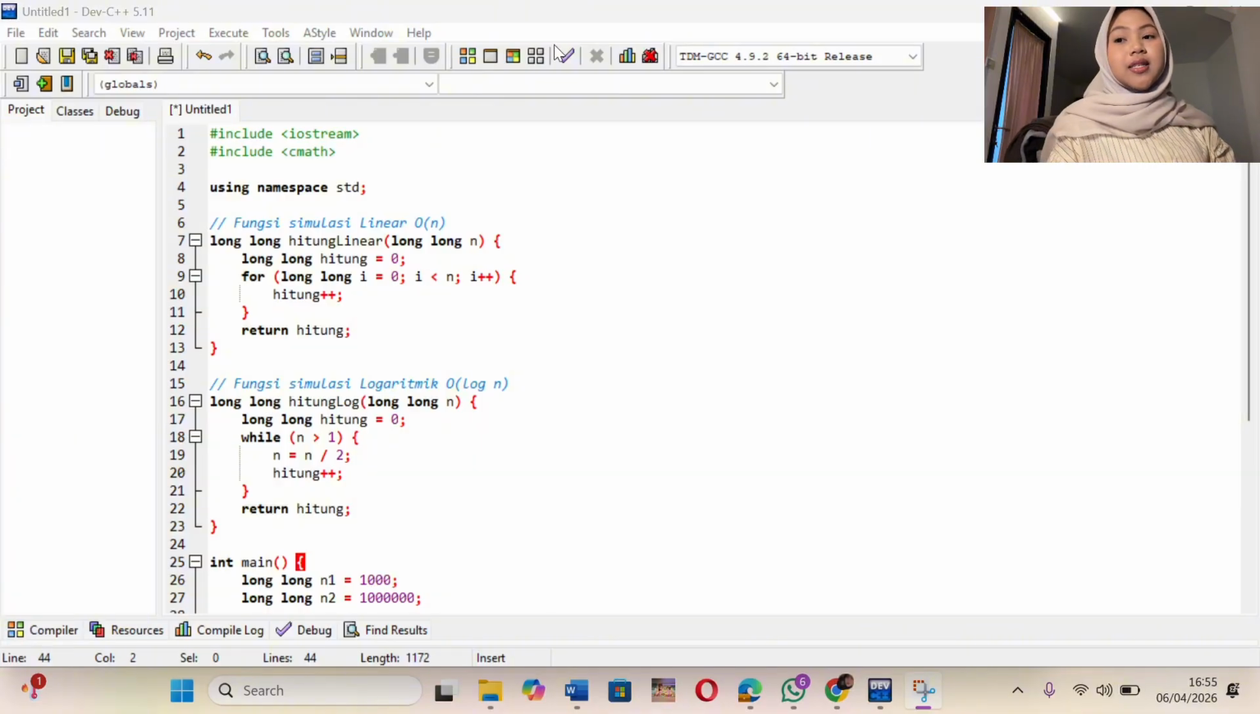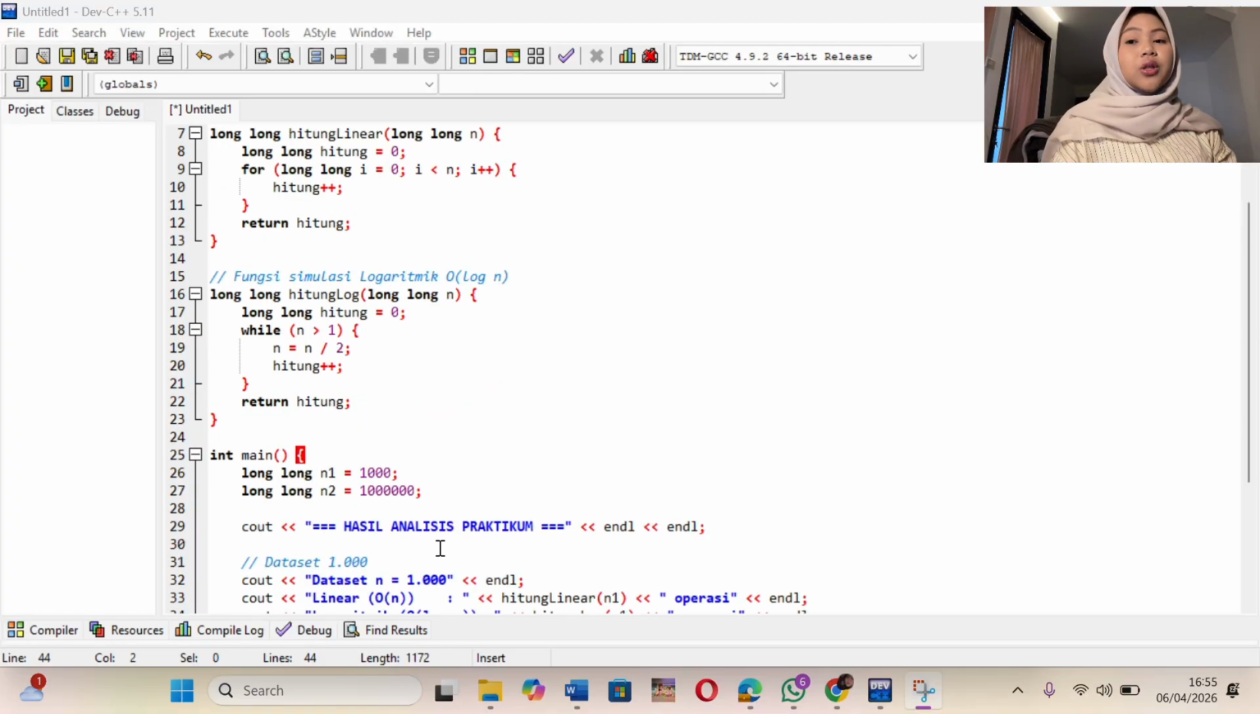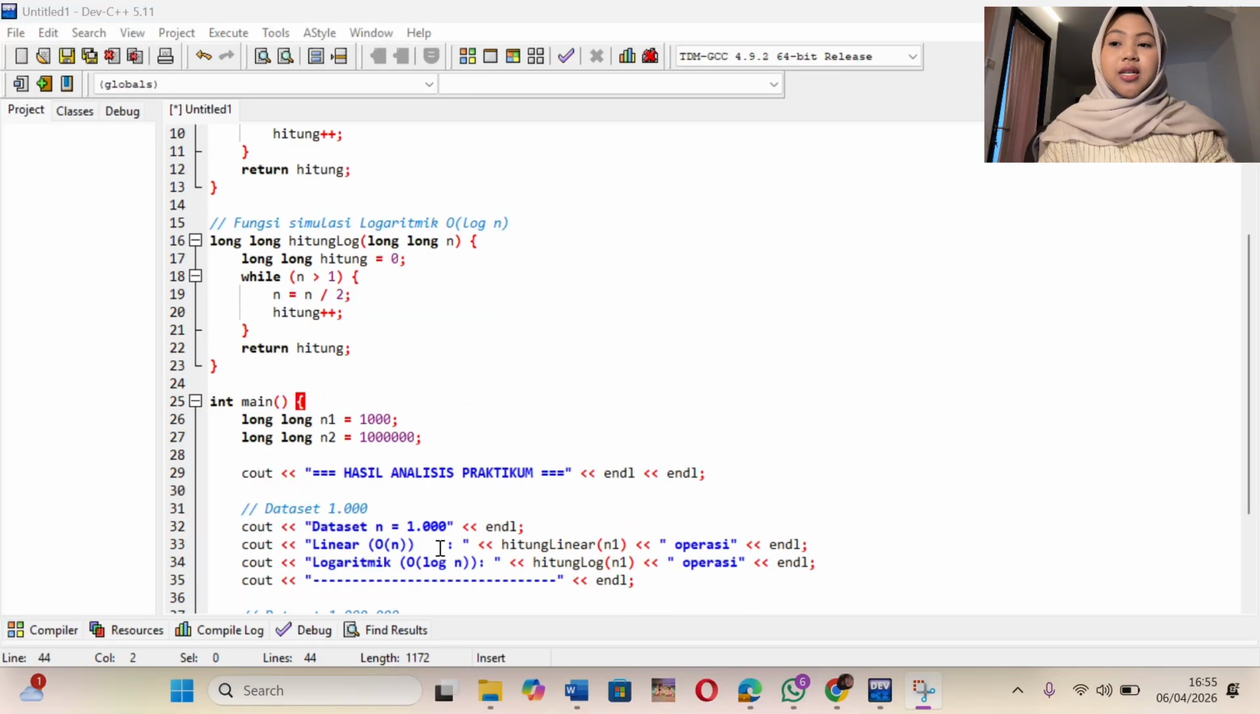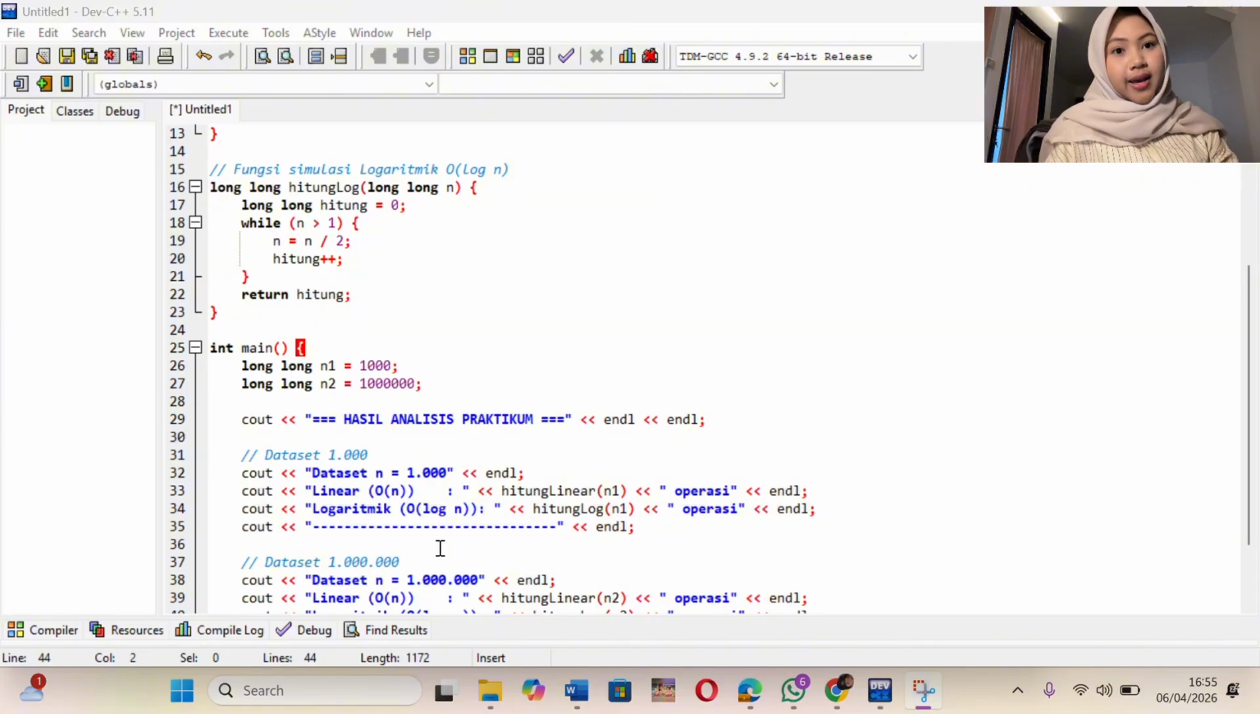Now let's look at the second function. This function uses a while loop, but instead of increasing by one, it divides n by 2 on every iteration, and it keeps doing this until n becomes 100. So for n equals 1000, it only takes about 10 operations. For n equals 10,000, it only takes about 20 operations. This is logarithmic complexity, O of log n.